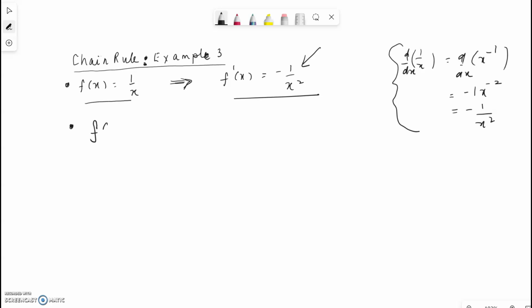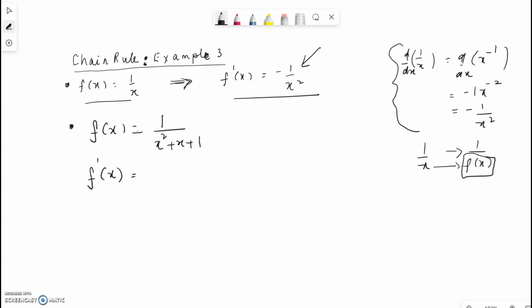Now suppose instead we had f of x equals 1 divided by x squared plus x plus 1. The derivative is, now notice that instead of 1 over x, you have 1 over some function of x, some expression that depends on x. So this looks a lot like 1 over x, except that you have an f of x, a function of x in the denominator. So first you pretend like this is an x.